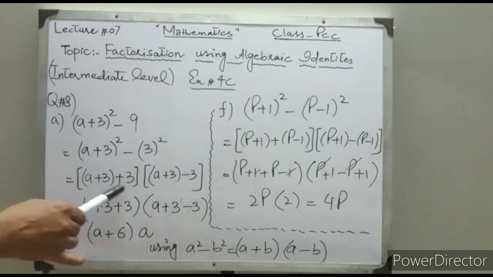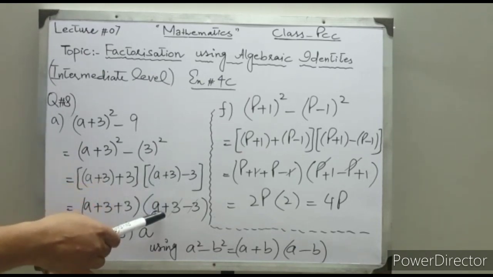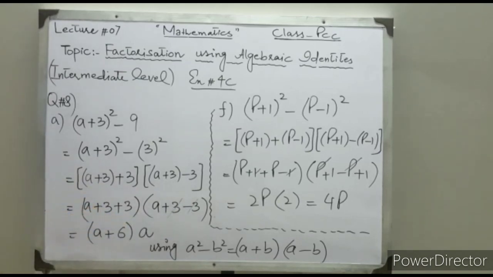Now expand this expression, a plus 3 plus 3. Here we have a plus 3 minus 3. Positive 3 will be cancelled by minus 3. We have just a. And here we have a plus 6, meaning 3 plus 3 will make 6. So the final answer will be a plus 6 into a.